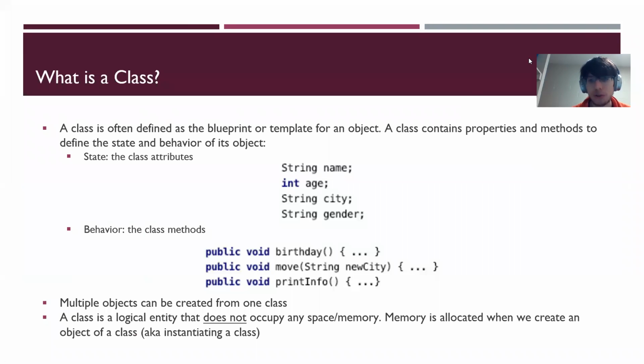Okay, so what's a class? A class is, like it says here, a blueprint or template for an object. When you create an object, it follows some sort of structure. It has some attributes, some methods. And from each class, you can have multiple objects.